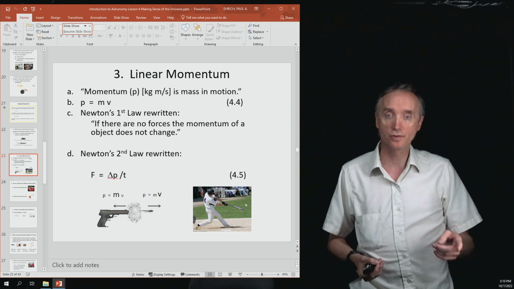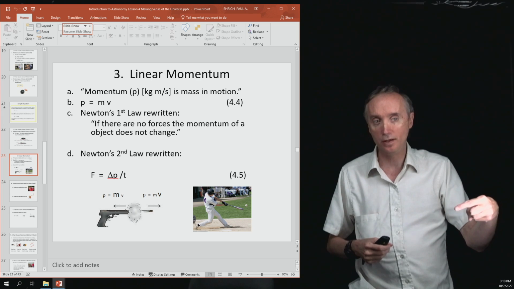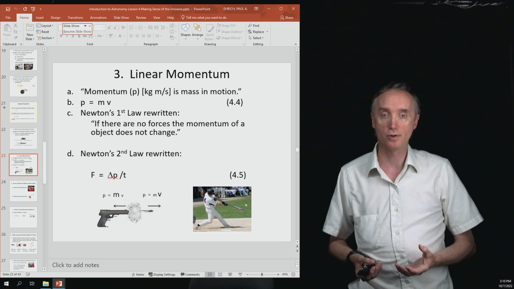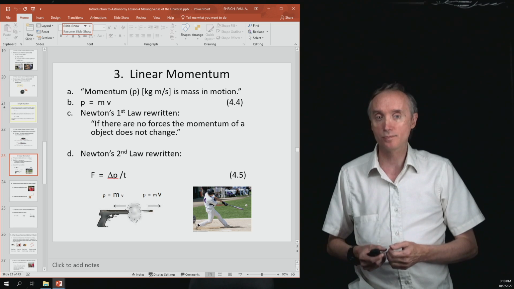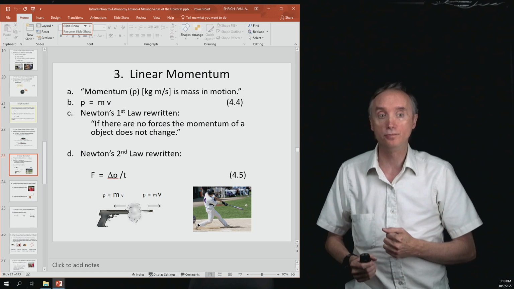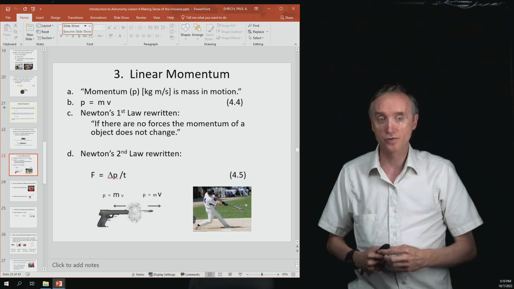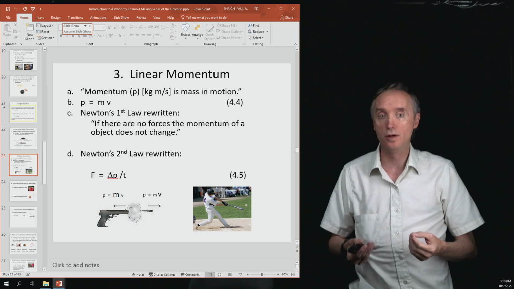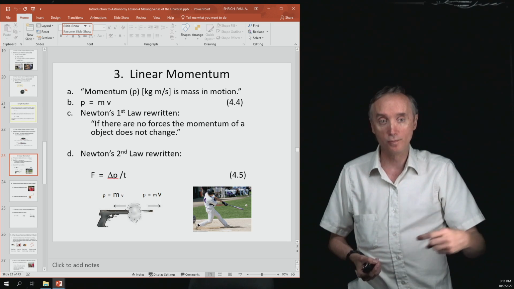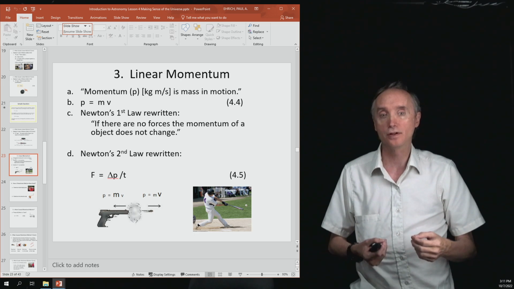An example of that is the picture right next to it, the baseball player. You have a baseball that's coming in from this direction, and it's got a certain momentum, the mass of the baseball times the speed of the baseball. After the baseball player hits it with the bat, the ball is going this way with a certain momentum: the mass of the ball times the new speed of the ball. What caused the momentum to change? If the momentum had not changed, the ball would have just continued to go like that. What changed it was the force of the bat acting on the ball.